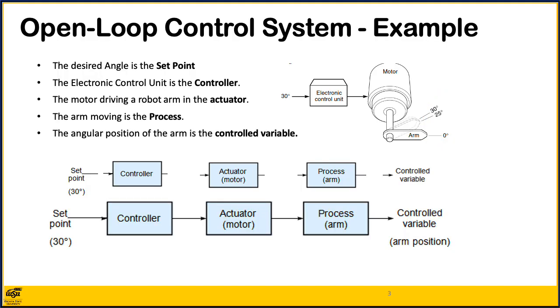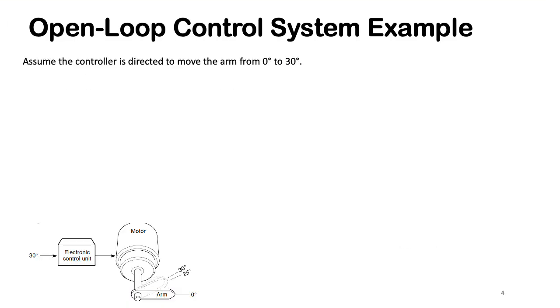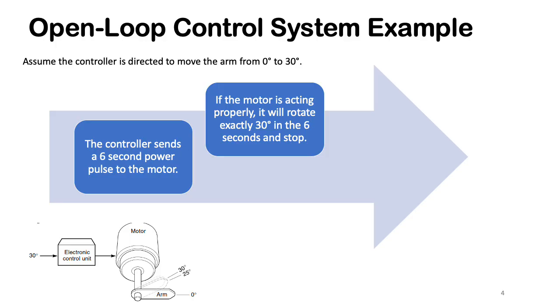The block diagram looks like this. For the purpose of demonstration, in this example, earlier tests have shown that the motor rotates the arm at 5 degrees per second at the rated voltage. Assume that the controller is directed to move the arm from 0 to 30 degrees. Knowing the characteristics of the process, the controller sends a 6-second power pulse to the motor. If the motor is acting properly, it will rotate exactly 30 degrees in the 6 seconds and stop.